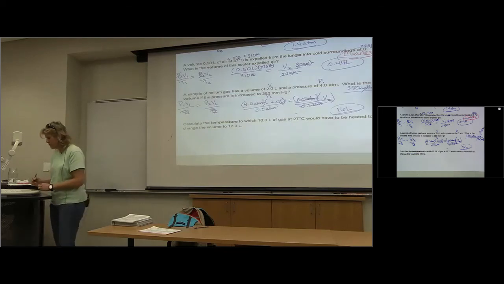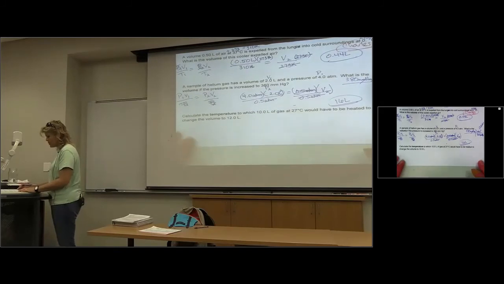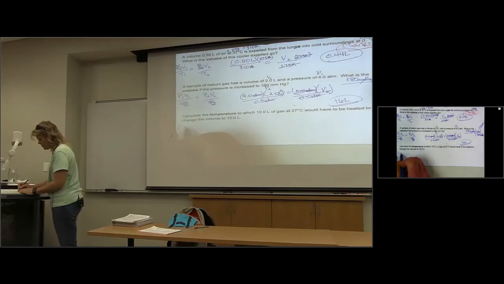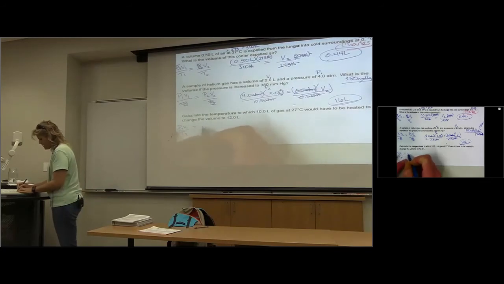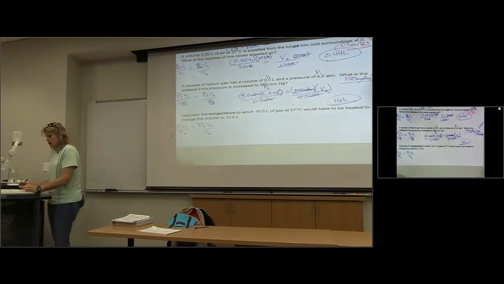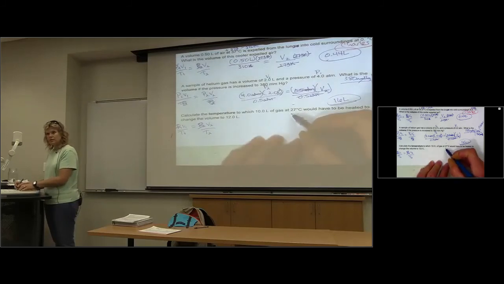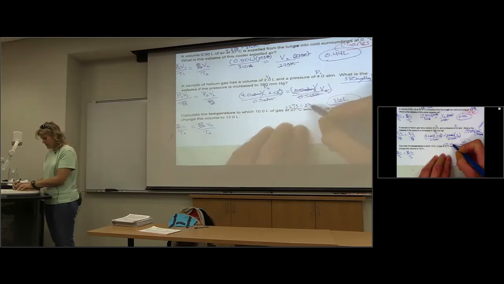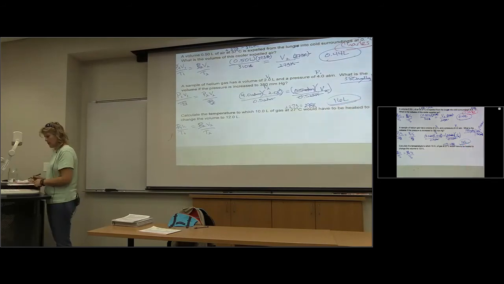All right, calculate the temperature to which 10 liters of gas at 27 degrees Celsius would have to be heated to change the volume to 12 liters. Again, P1V1 over T1 equals P2V2 over T2. What is not important? Pressure. What do you need to do first? Change 27 degrees Celsius to what? So add 273, and you get 298 Kelvin.